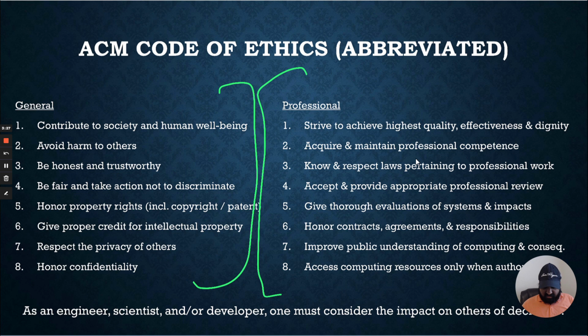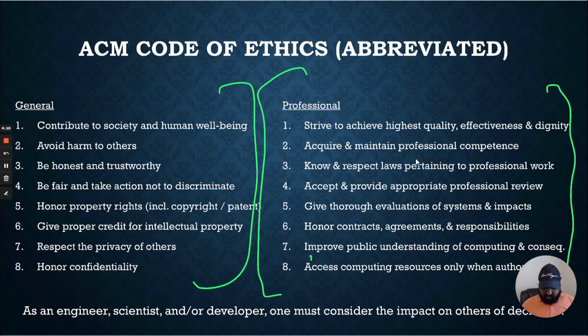As a software engineer or a developer, you need to consider the impact of your decisions and own those decisions. Like if you create a software or let's say a web application, and if it provides harm to the society more than it provides benefits, then you need to take the ownership of that and bear the consequences. So under professional, ACM has defined that you need to strive to achieve the highest quality of effectiveness and dignity and acquire professional competence. You need to respect the laws and give proper credit where it is due when you are working with teams and stuff.